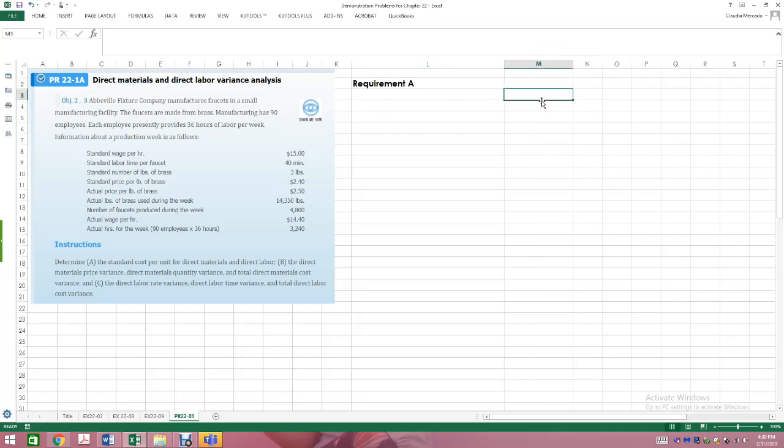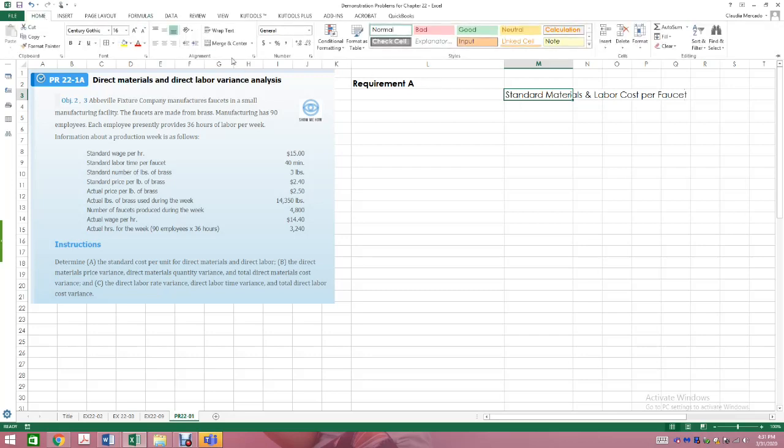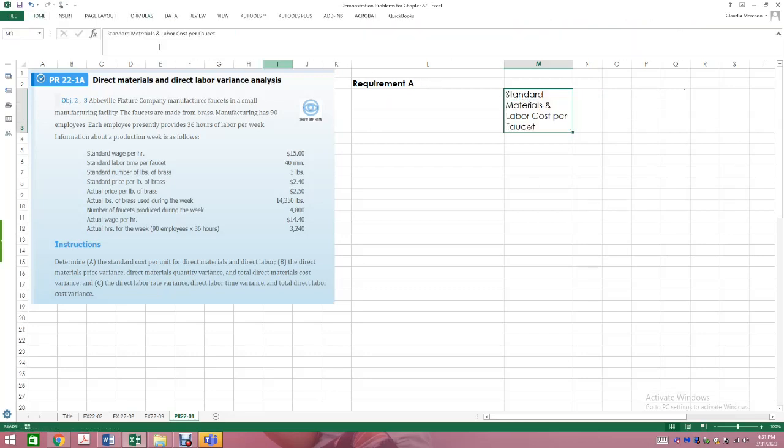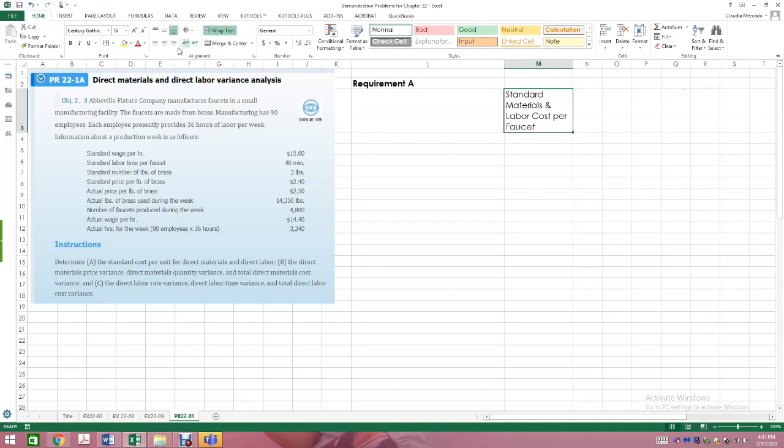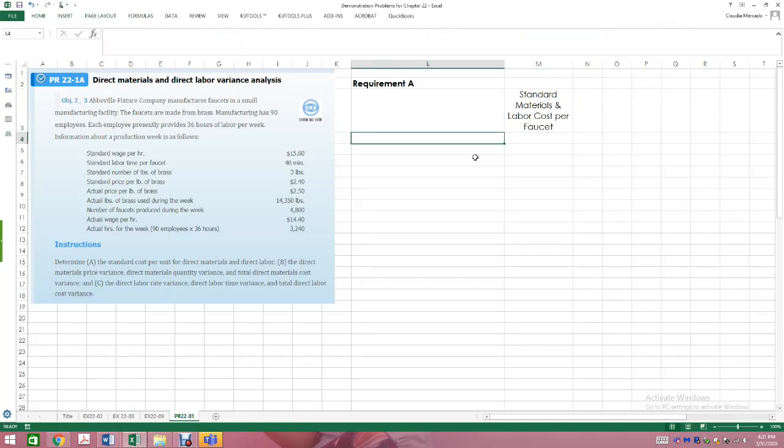Here I'm going to put my standard materials and labor cost per faucet. Let me wrap text, that way it's more sorted. So here we go. We're going to start off with my direct materials.